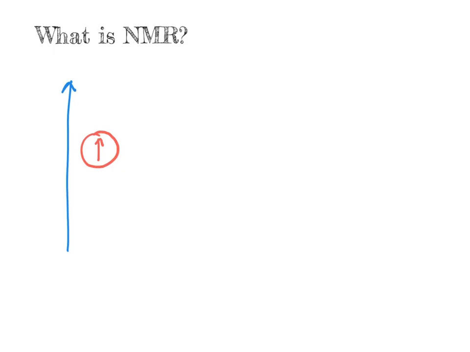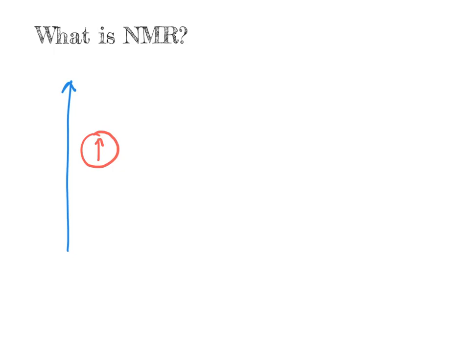Now, not all nuclei will do this, only certain ones, and the ones that we look at at A level are hydrogen and carbon-13. You don't need to know why they do this, and you don't even really need to know that they do this, but it's a nice background to help you to understand where this comes from.